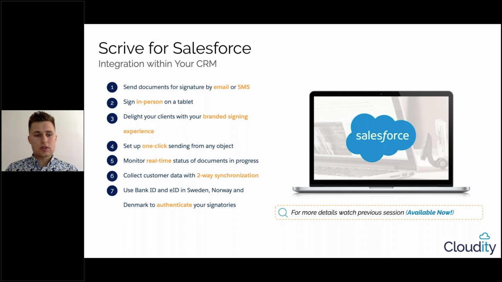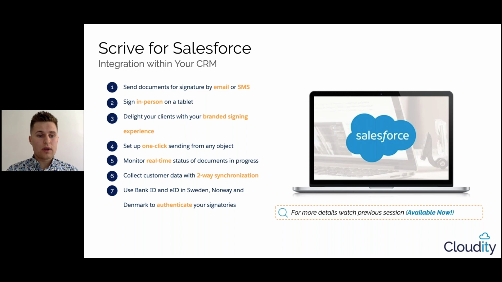Basically, Scrive for Salesforce is the easiest way to harness the power of e-signing in your business. This integration allows you to send documents for signature, whether by email or phone. You can do a handwritten signature of a document. You can customize the layout to match your company's graphic identity. As well, there is the possibility of sending a document with only one click, which I will show you during the last session dedicated to automations.